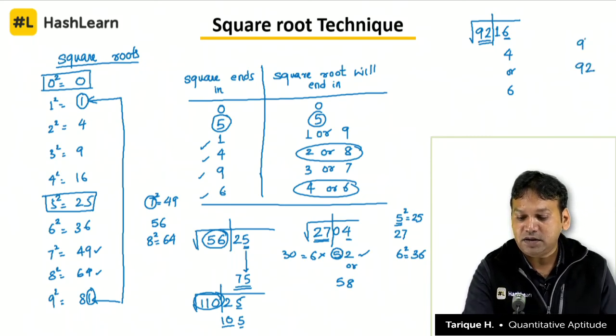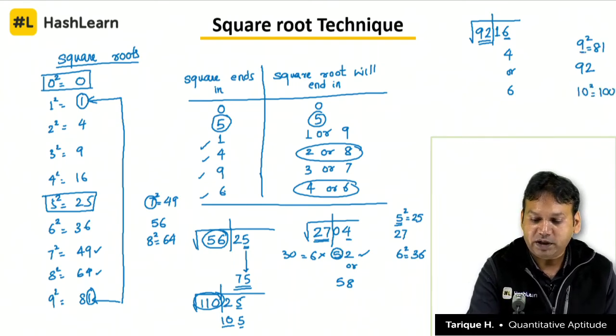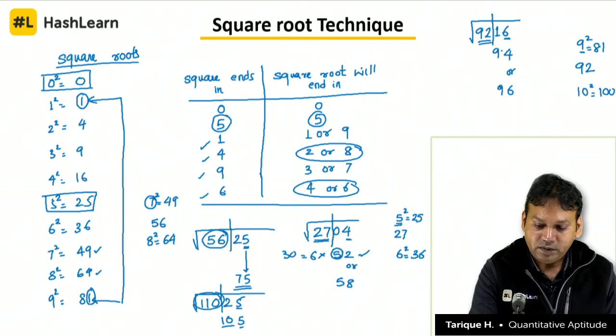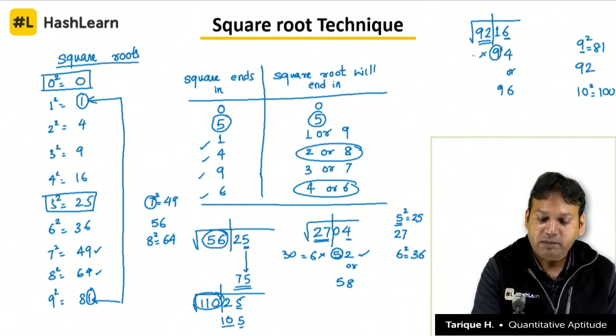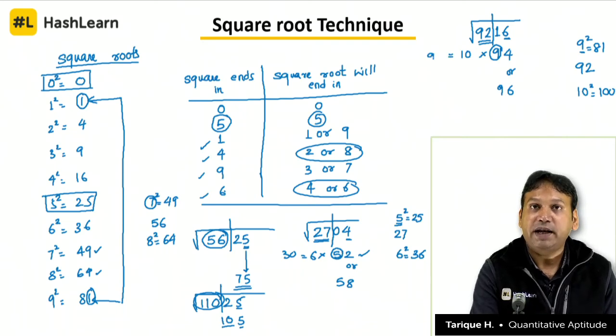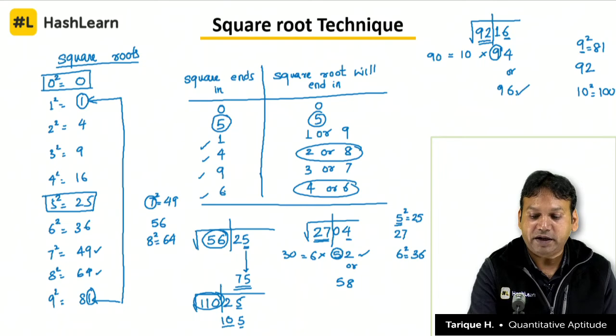92 is between 9 square, 81, and 10 square, 100. So what we do, we take the smaller number 9. So either the answer is 94 or the answer is 96, but we want to find out the right answer. So take this number 9 and multiply it with the number which comes after 9, that is 10. What is 9 into 10? 90. 92 is more than 90, yes, so the answer will be the greater number.